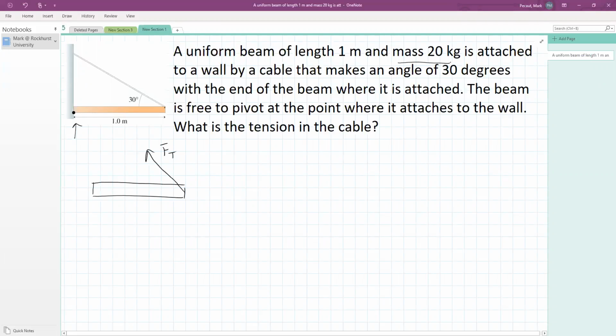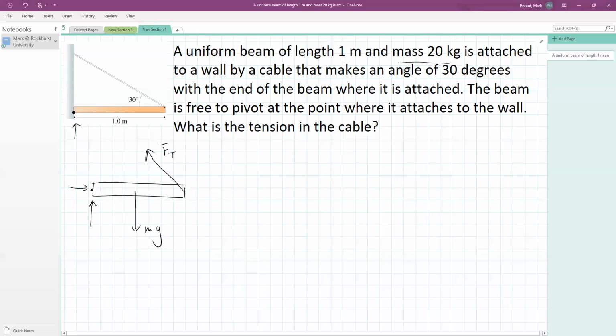We're also given that it has a mass of 20 kilograms. So there's a weight associated with that mass, the force of gravity, and that's going to act at the center of mass. That's going to be in the middle of the beam because it's a uniform beam. So that's going to be mg. Because of that force down, we're also going to get a support force at the end here. Now this force, where it's free to pivot, means it's not going to exert any kind of torque, but it will exert an X force because something has to oppose the X component of the tension force, and then it probably has a support force there too.